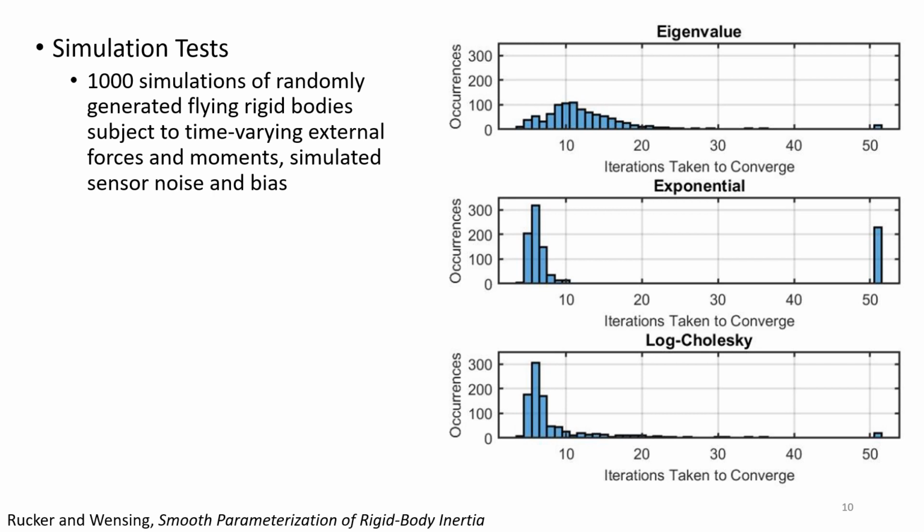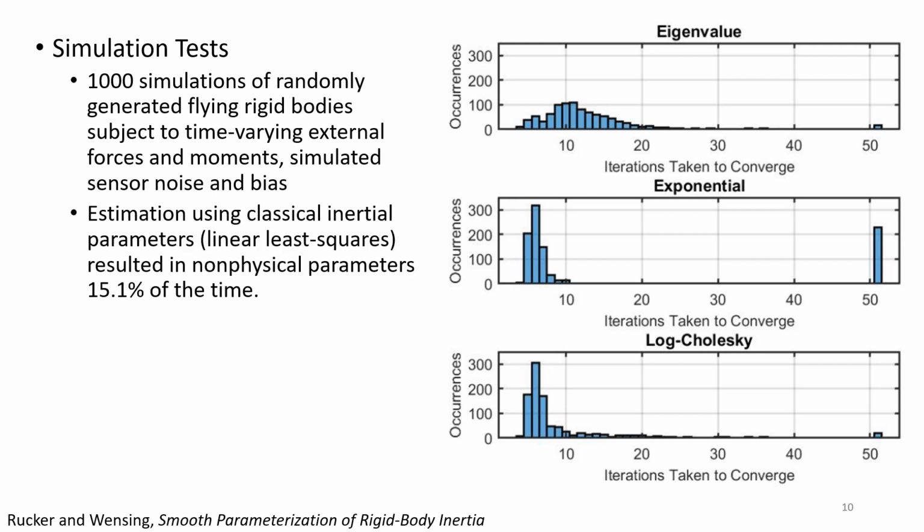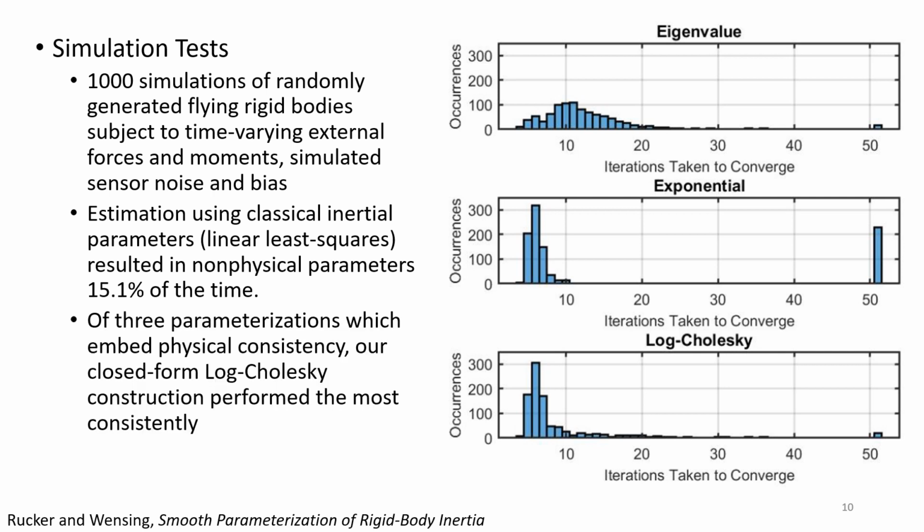We tested these methods on a dataset of 1,000 random rigid bodies under time-varying wrenches, with measurement noise and bias. Estimation using the classical inertial parameters yielded non-physical results 15% of the time. Of the 3 physically consistent parameterizations we tested, the log-Cholesky converged the quickest and most consistently.